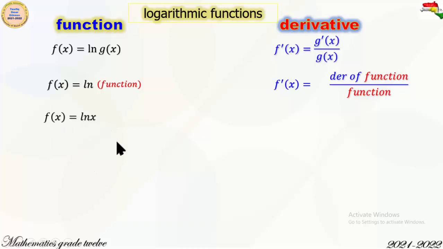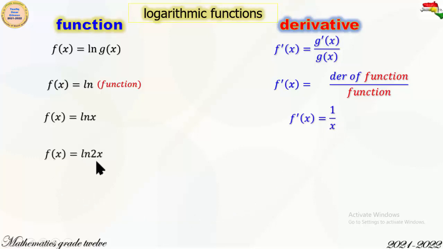Ln, f of x is equal ln x. F prime of x is equal. First of all, find the derivative of the function, and the function here is x. The derivative of x is 1. Then write the function, which is x, at the denominator, which becomes 1 over x.